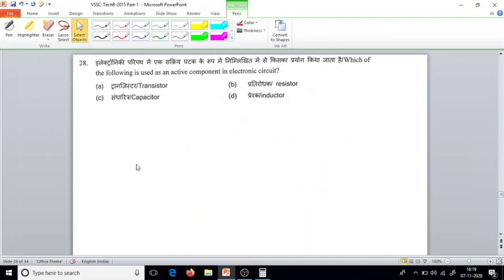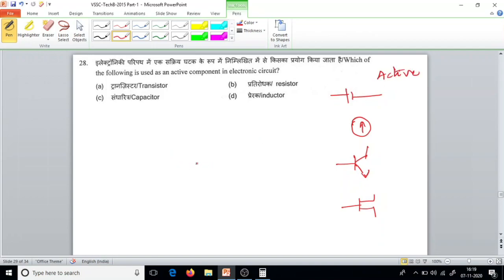Question number 28. Which of the following is used as an active component in an electronic circuit? First of all, what is an active component? Sources that supply, like a voltage source, current source, and transistor, FET. These all are active components.